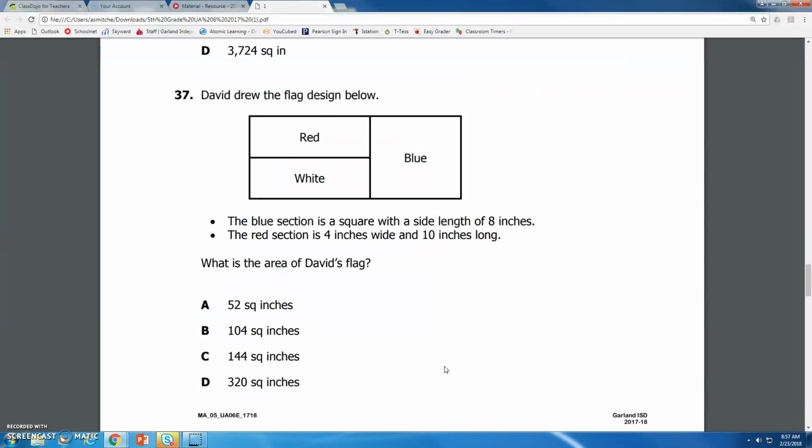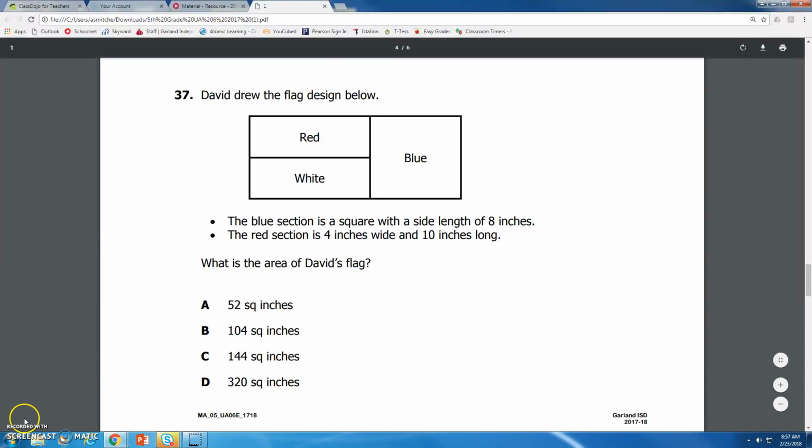37. David drew the flag design below. The blue section is a square with a side length of 8 inches. The red section is 4 inches wide and 10 inches long. What is the area of David's flag? A. 52 square inches, B. 104 square inches, C. 144 square inches, or D. 320 square inches. Hit pause.